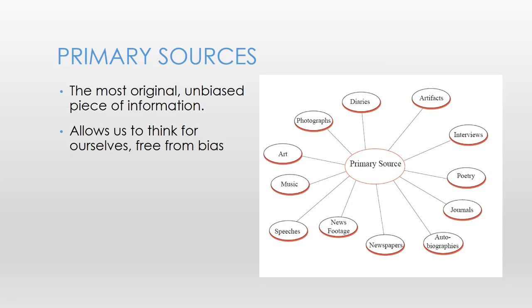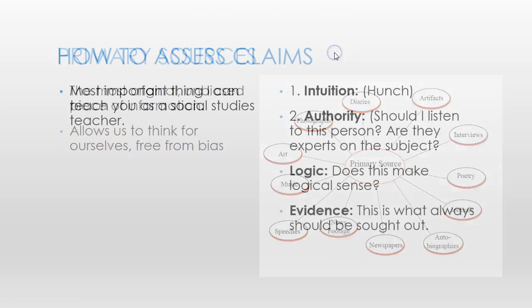Primary sources, the third term that you learned, was the usage of original unbiased information. This is the best way to do history. It allows you to think for yourself, and it is free from bias. And it can be all of these things: photos and diaries and artifacts and poems and news footage and paintings and art. Primary sources, original. If you recall the analogy, a fist fight breaks out. What's the most objective way to view that history? It's a security camera. You can see it for yourself and think for yourself.